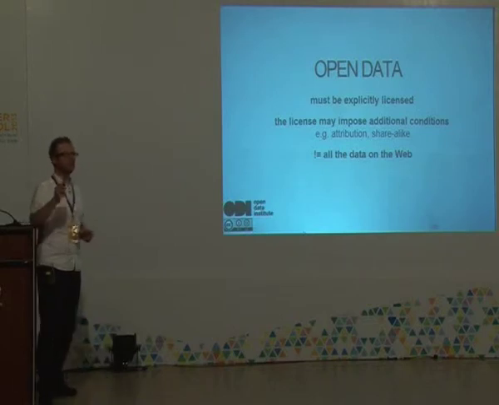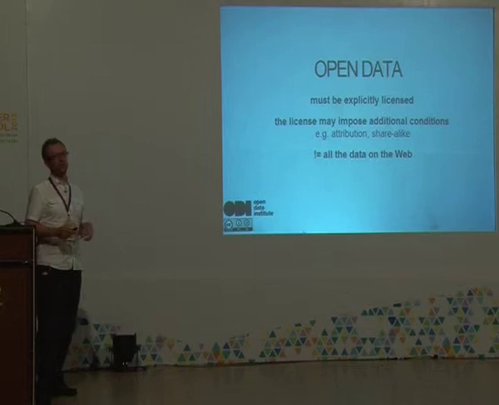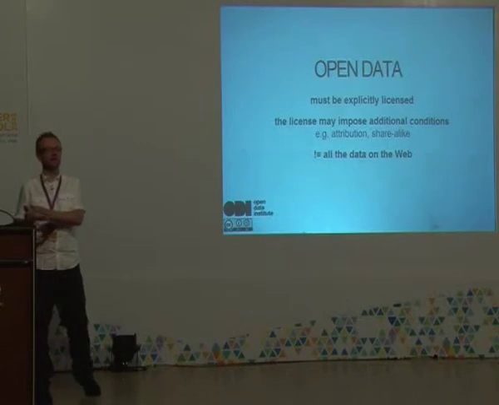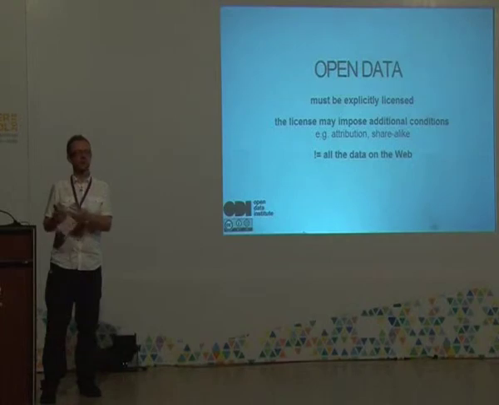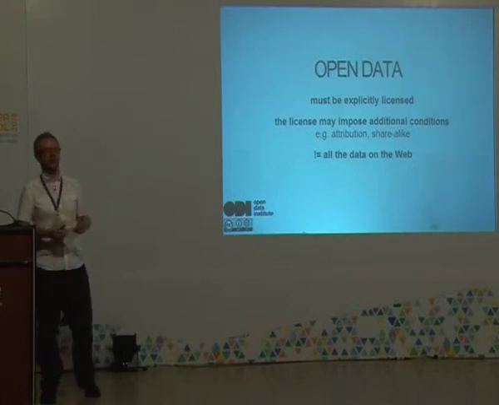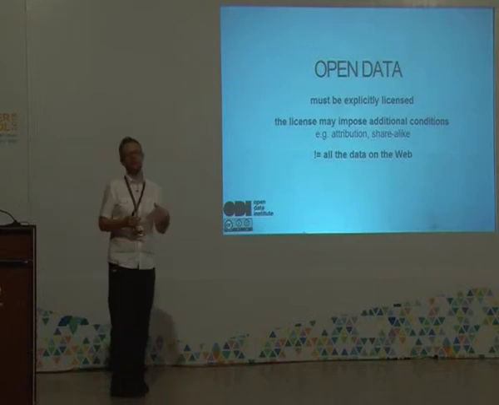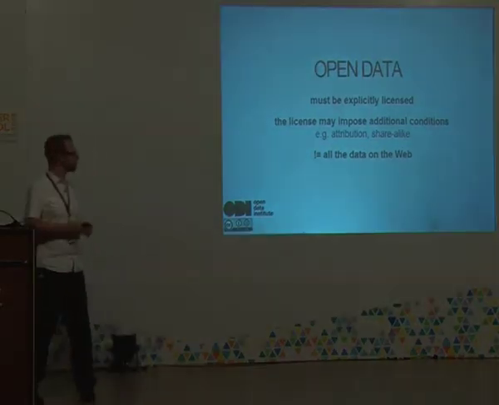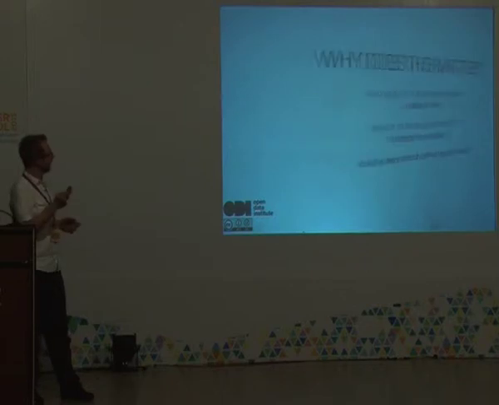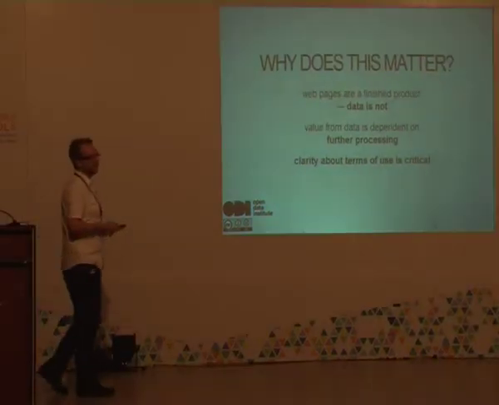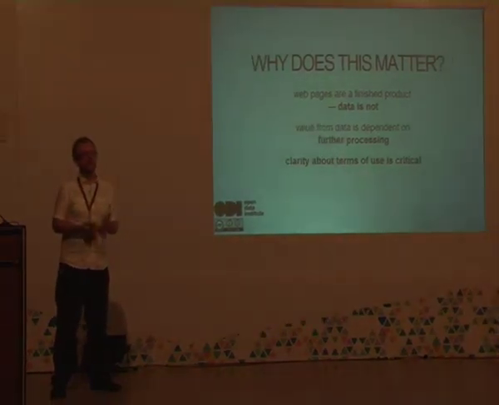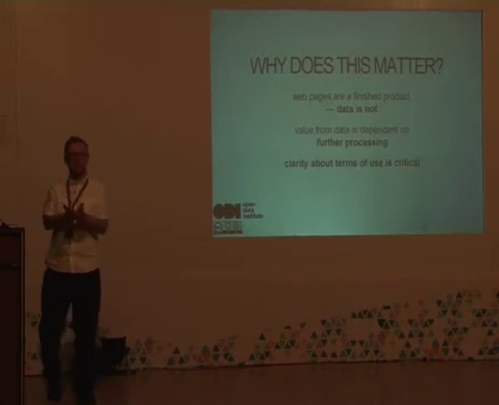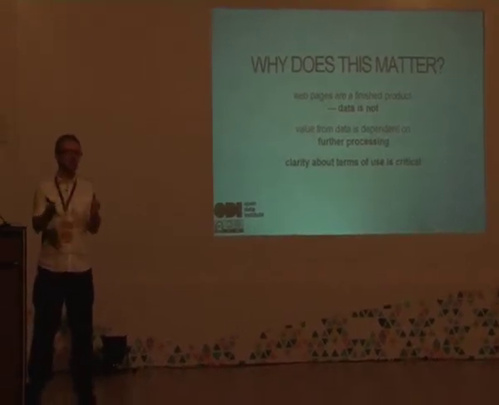So to emphasize the point once more, open data is not equal to the sum of all the data on the web, because there's a vast amount of data on the web which is accessible, but it's not openly licensed. So it only accounts for one aspect of our accessible and usable principles. So why does this matter? Well, it matters because in a web page context, for something to be accessible, basically the web page just has to be published, and that's usable as a finished product.